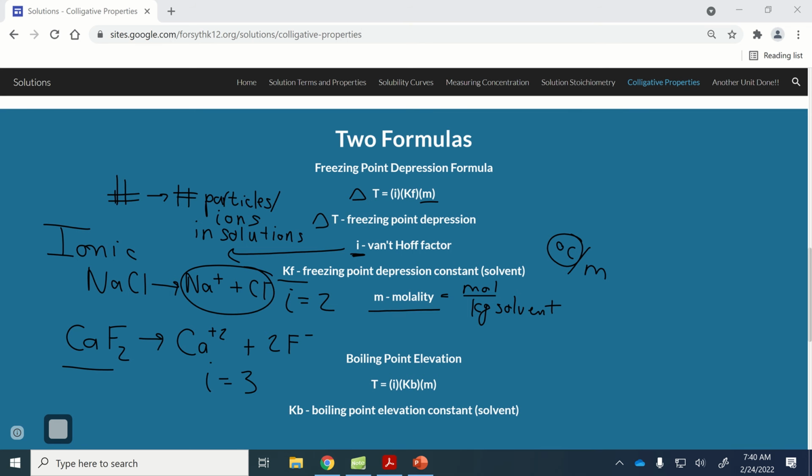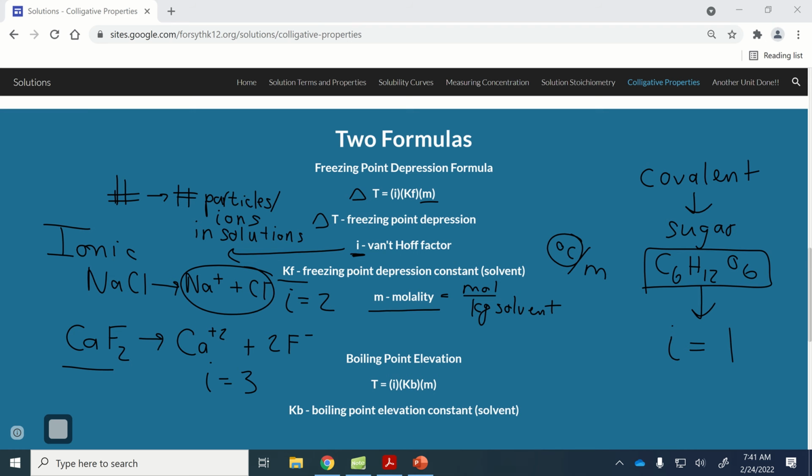So that's what I mean by the Van't Hoff factor. It's the number of ions or particles in solution. All right. Now what about covalent compounds? Usually we just use something like sugar, C6H12O6. The thing is, sugar is not ionized. We're not going to separate sugar into 6 carbons, 12 hydrogens, and 6 oxygens. Basically, for covalent compounds, the Van't Hoff factor is always just 1.